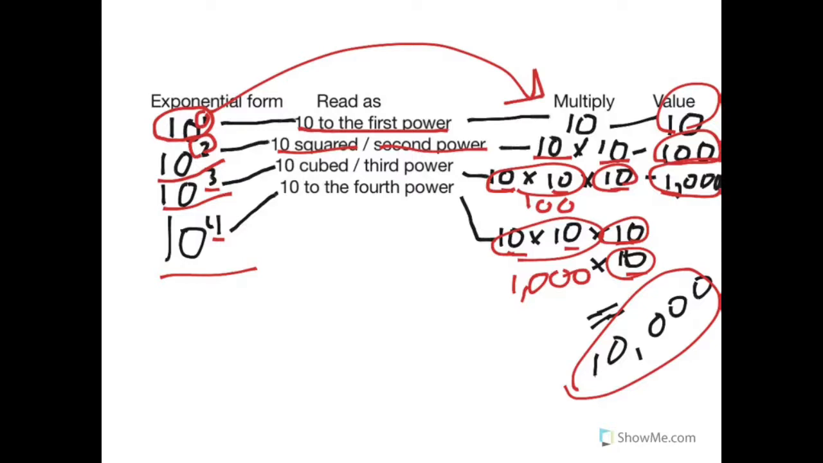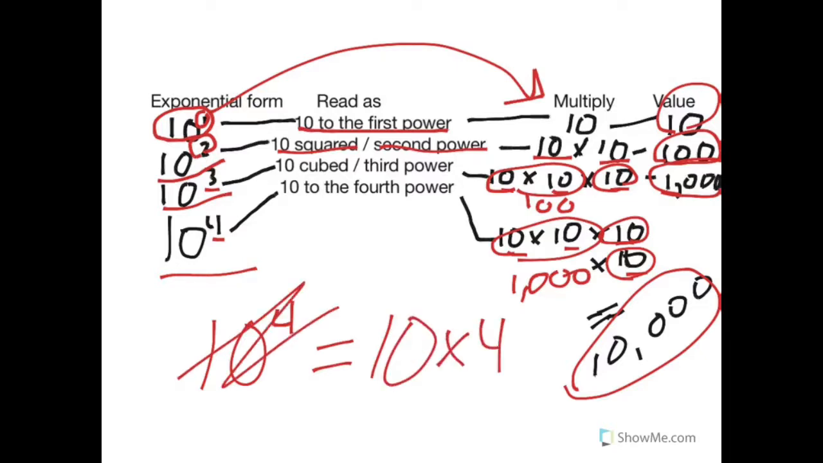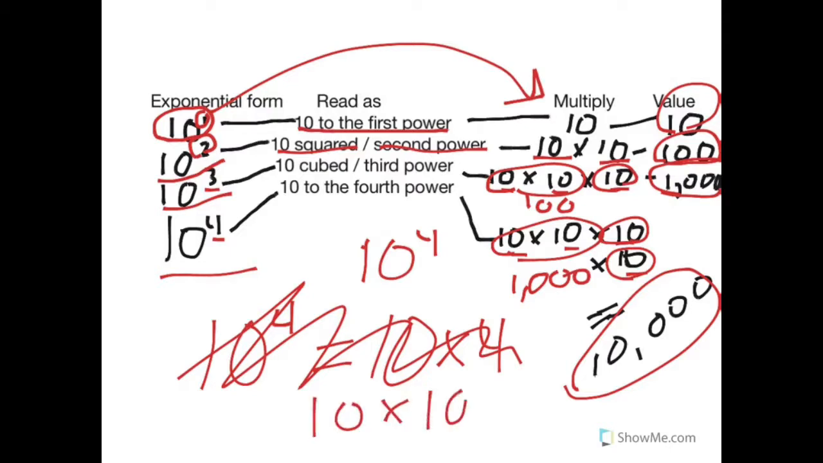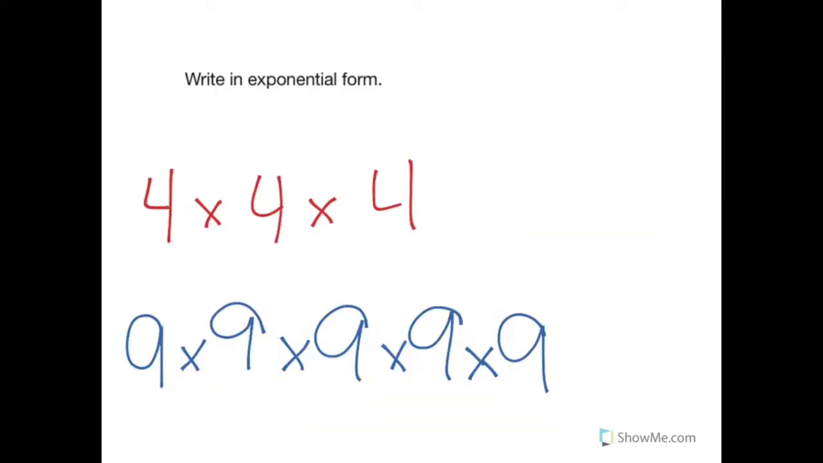The mistake I don't want you to make is seeing 10 to the fourth power and thinking, oh, that must be 10 times 4. No, don't make that mistake. It's an easy mistake to make. If you see 10 to the fourth power, that means you need to multiply 10 by itself 4 different times. So 10, 1, times 10, there's 2, times 10, there's 3, times 10, there's 4 10s, and that ultimately gives us 10,000.